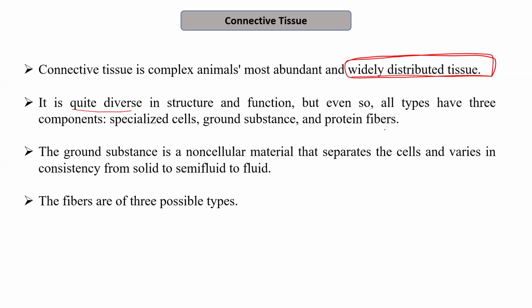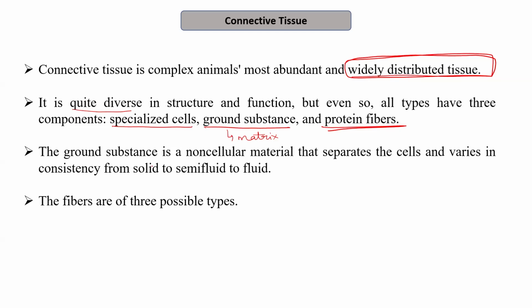For example, all of them have these three components. They have specialized cells; for example, some of them have fibroblasts, some of them have adipocytes, etc. They have a ground substance, which is usually known as the matrix, and they have protein fibers. So all of these tissues, irrespective of whether they are fibrous connective tissue, supporting connective tissue, or fluid connective tissues, all of them have these three components. That is, they have their own specialized cells, they have their ground substance, or we can say the matrix, and they have the protein fibers.